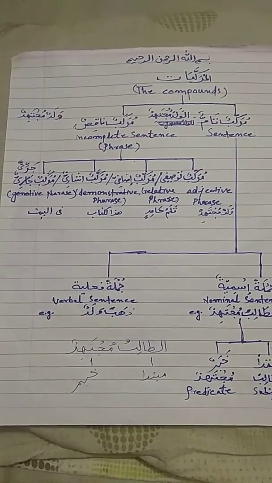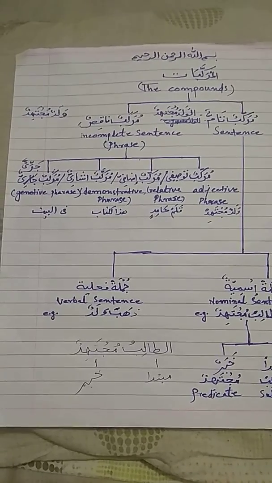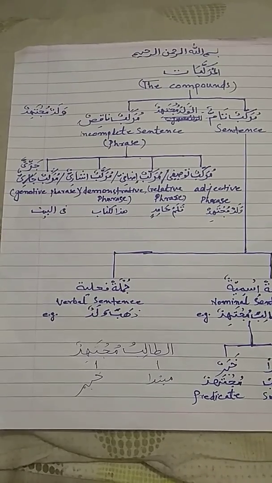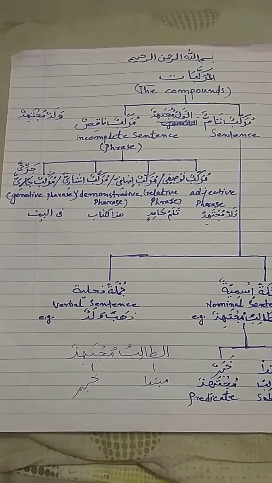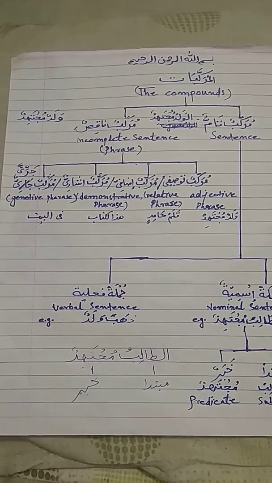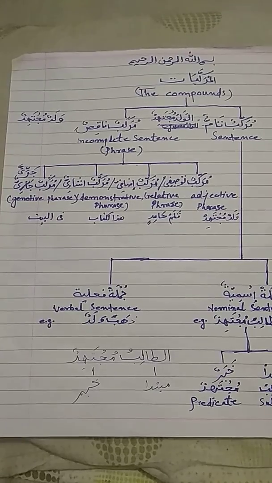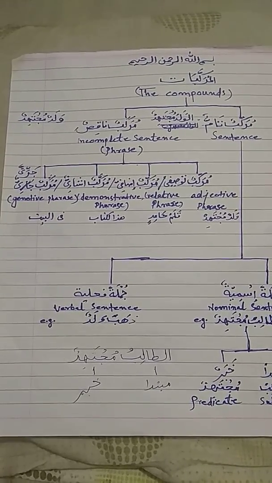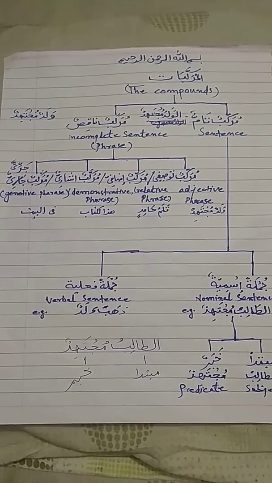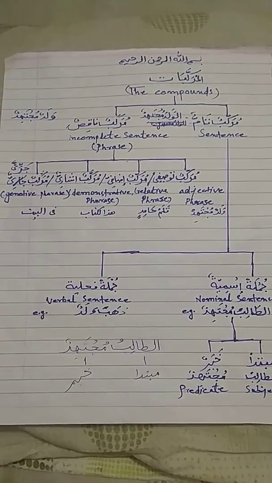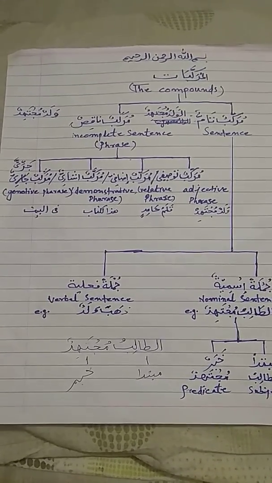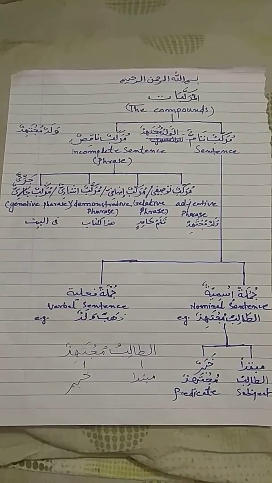In short, a compound of words which makes sense, where listeners get information and become satisfied, is called murakkabun tammun. A group of words which makes no complete sense, where listeners are not satisfied and become eager to know something more, that kind of sentence is called murakkabun naqisun.